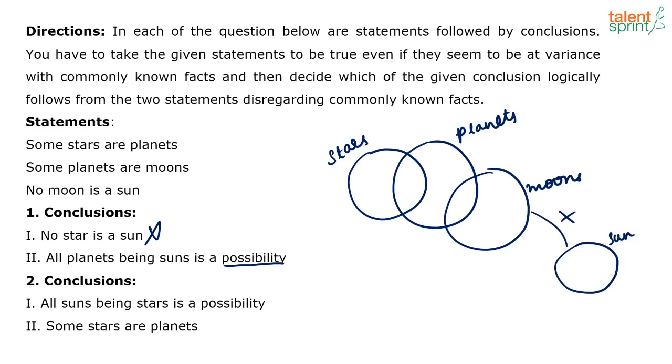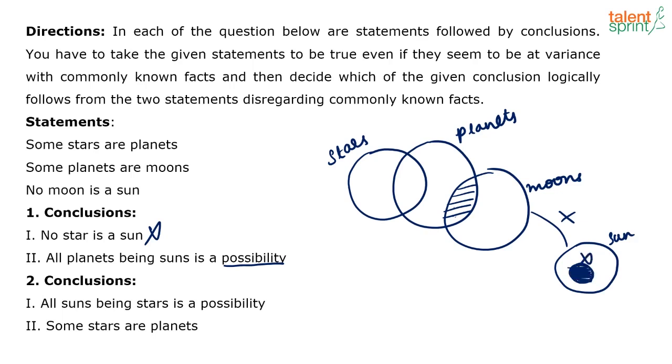Now, if I say that this planet is going to come here, correct? All planets being sun is a possibility. So if I assume this planet to be inside the sun, it will contradict one of the given statements. What have they said? They are saying that no moons are sun. That is given in the statement. So no moons are sun, and also you know that there is an overlapping between moon and planet. So these planets which are moons definitely cannot be suns because they are part of moon. Whatever comes in this overlapping cannot be sun because no moons are sun. So I definitely cannot have a possibility wherein all planets become sun.